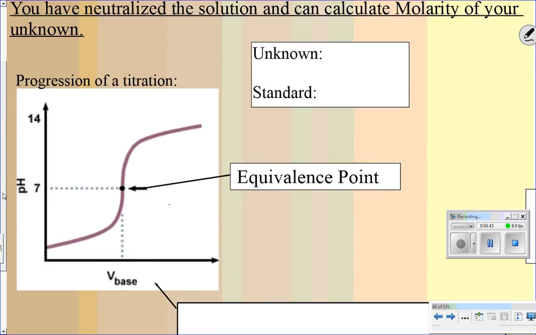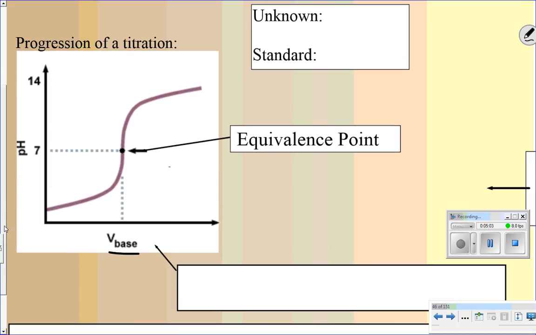If you have a pH meter, you can actually do a really nice graph that shows the progress of a titration. And this has kind of a strange shape to it because of that logarithmic relationship that pH has. In this particular graph, you'll notice that you have a volume of base on the bottom. This means that we're actually adding base.